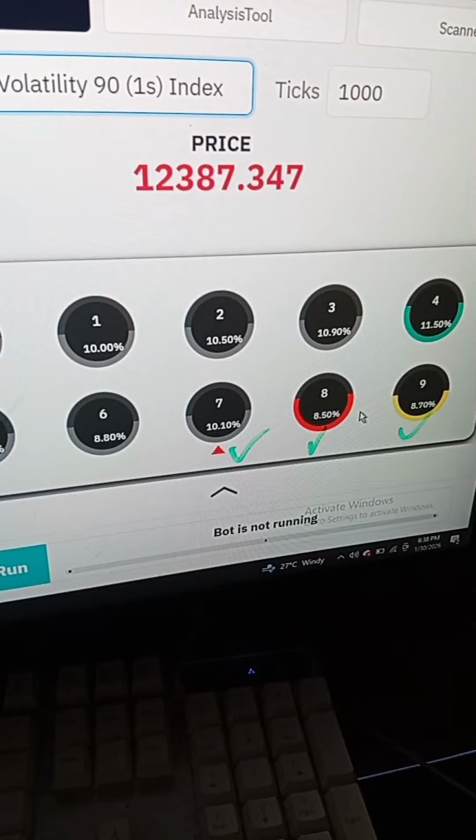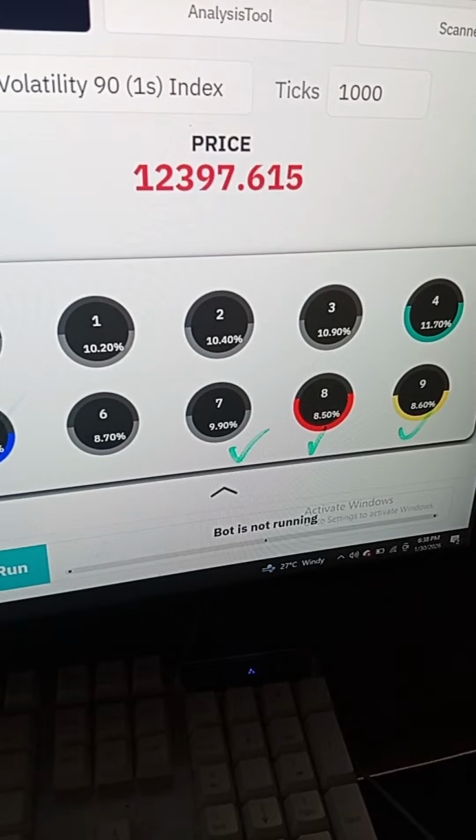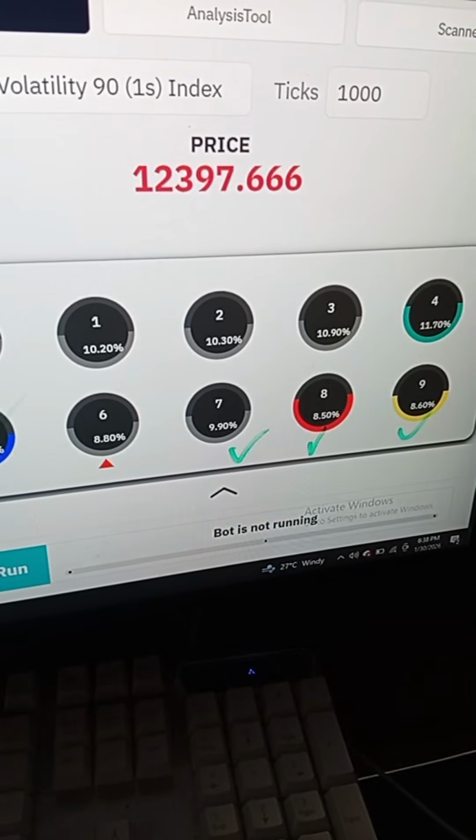Guys, let us go quickly to our bots. Thank you very much, Vision Shots. Let us go to 90-1S under 8 quickly. 90-1S under 8.